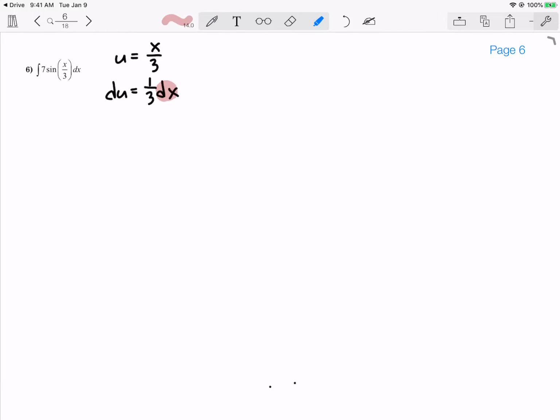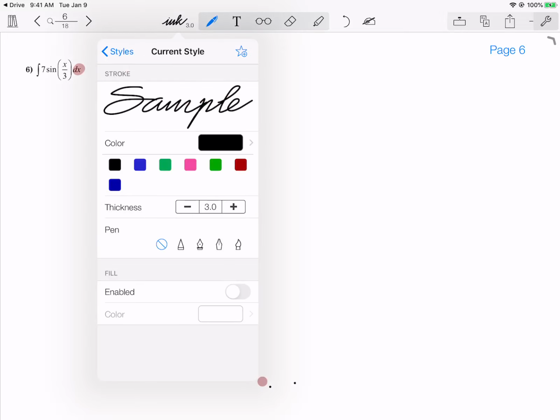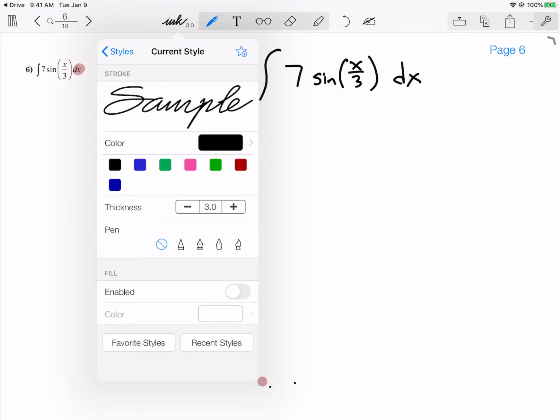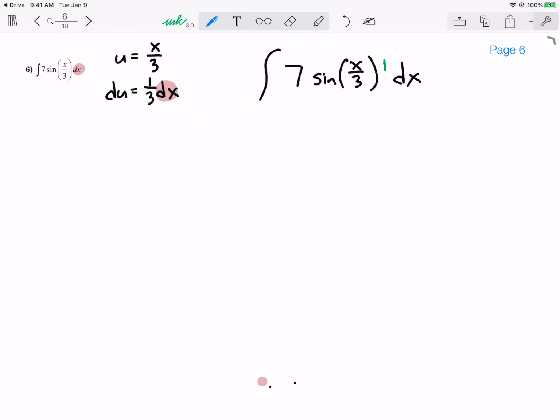Now, I see the dx here in my original problem, but I don't see the 1/3. So in order to get the 1/3, I have to actually fabricate it. So I'm going to rewrite this problem. 7 sine of x over 3 dx. Now I want to add the 1/3 in there to match my du, because now du, 1/3 dx, is right here. But I've changed my problem. I multiplied it by 1/3. I need to actually multiply it by 1. So I'm going to multiply by 3 over 3, which is cleverly 1.